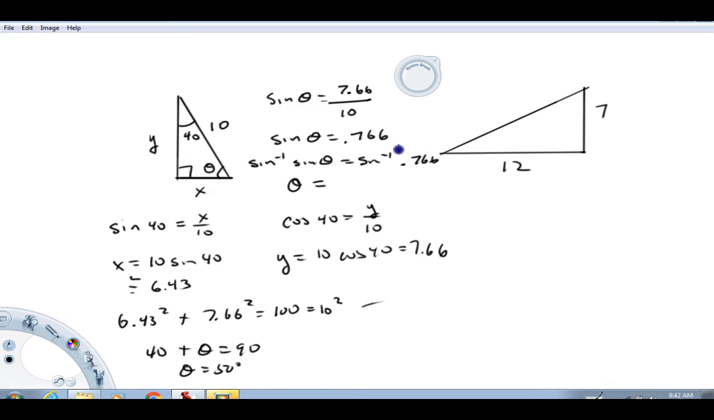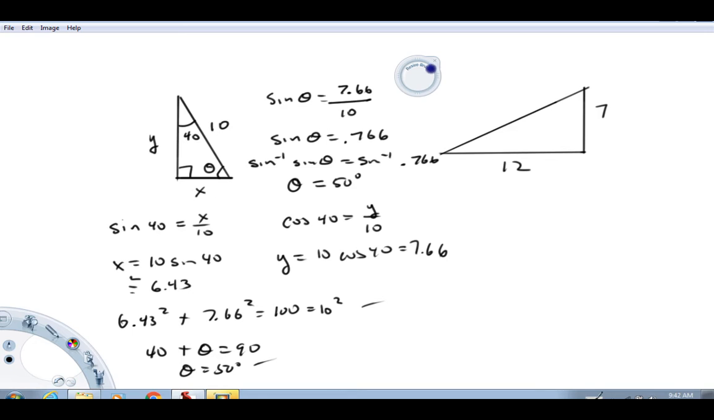And then your calculator will tell you the inverse sine of 0.766. If you're following along here, look at your sine button, and usually you have to push a second button to get to your inverse sine button. But what I get out of this is 49.996, or basically 50 degrees, as we already knew.